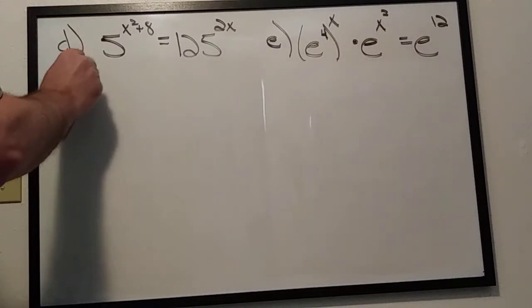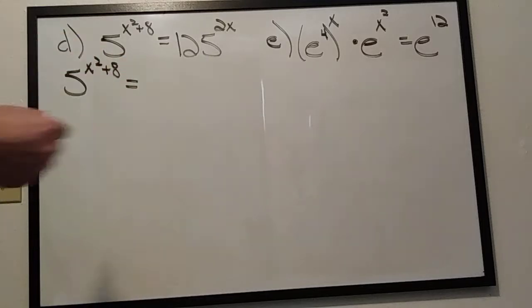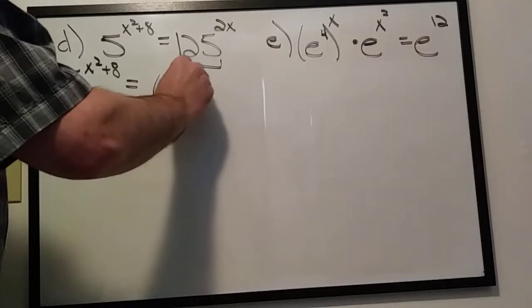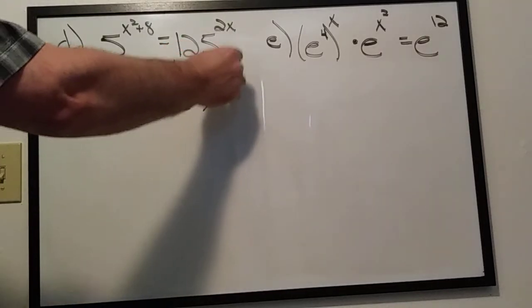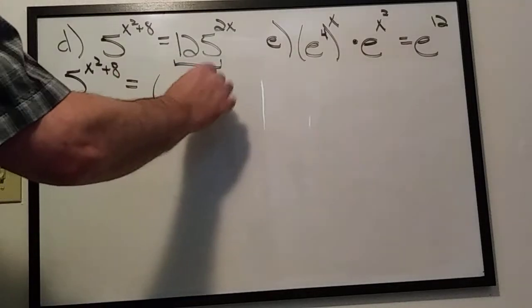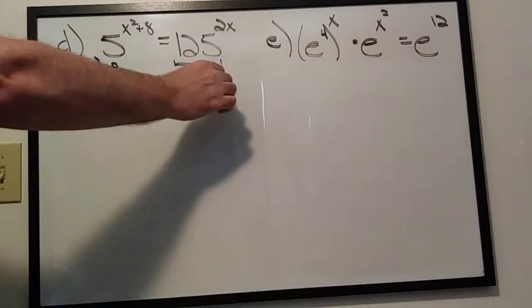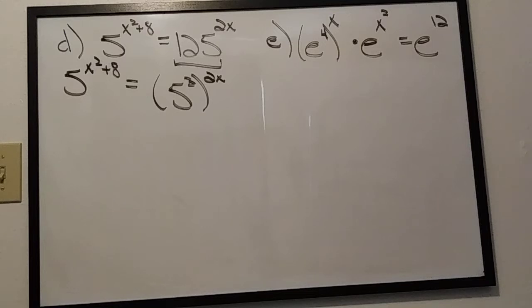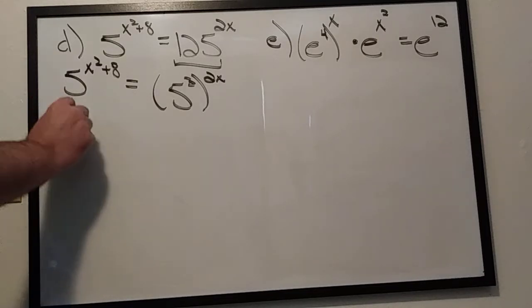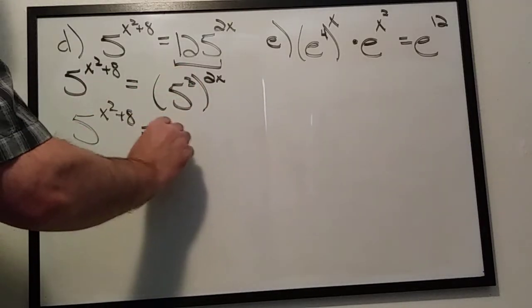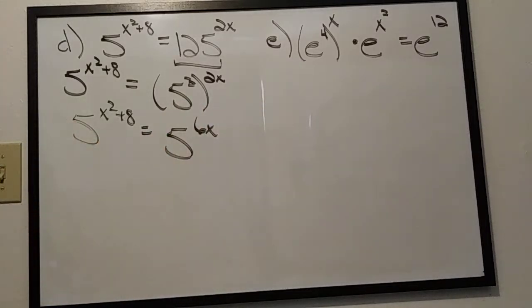We're going to have 5 to the x squared plus 8 power. And on the right-hand side, I know that 125, just that piece, is 5 to the third power. Well, that 125, though, was taken to the 2x power. So this 5 to the third also needs to be taken to that 2x power. So now that I have this, I have 5 to a power, and that whole thing is to another power. Thinking back to the rules of exponents that I gave you at the top of the page, remember that if you have 5 to a power and that whole thing is taken to another power, you're going to multiply the exponents. So our left-hand side then is still 5 to the x squared plus 8, but our right-hand side becomes 5 to the 6x power.